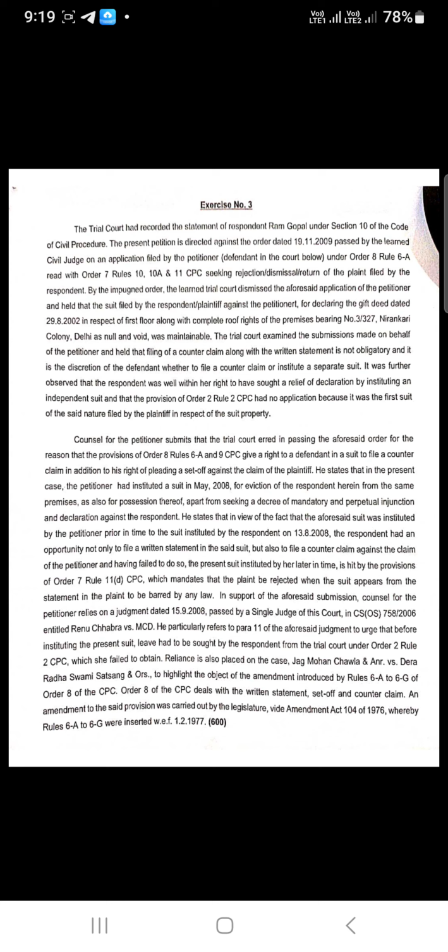Legal matter exercise number 3, 600 words at the rate of 100 words per minute.